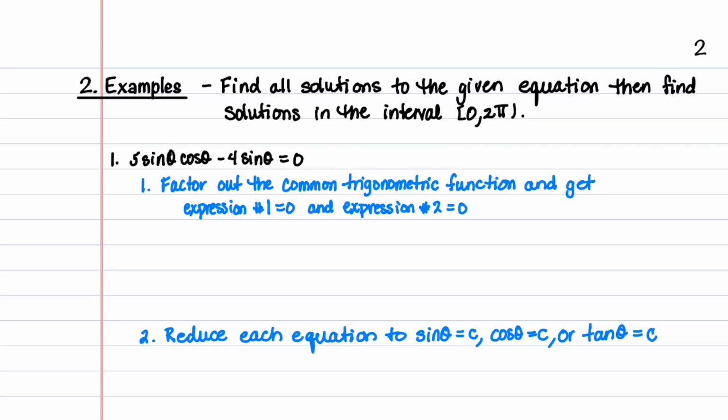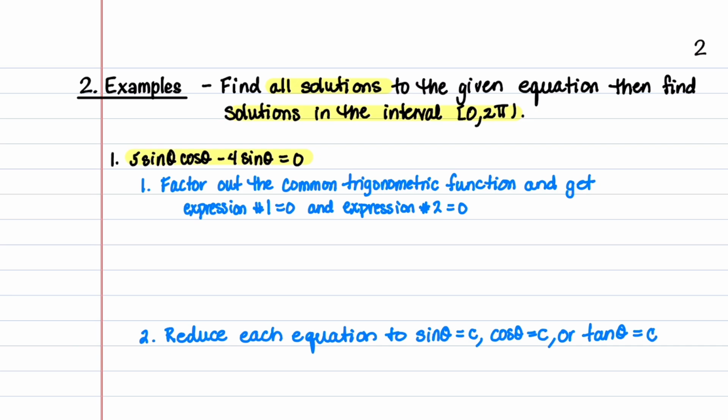In this video, I'm going to show you exactly how to easily find all solutions to this trigonometric equation, and then we'll find solutions in the interval from 0 to 2 pi. We're going to solve the equation 5 sine theta cosine theta minus 4 sine theta is equal to 0.